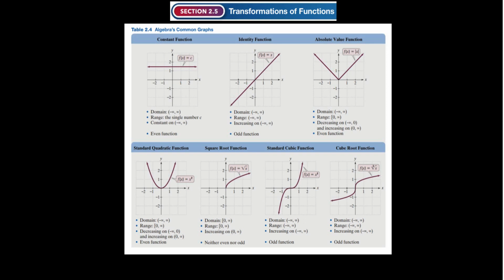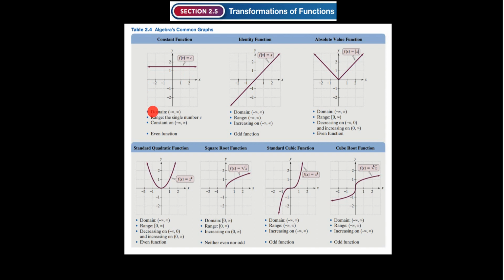All right, the first thing we're going to talk about is the constant function. The constant function is just f of x equal to some number. In this particular case, it looks like 1.5. So this is basically saying f of x equals 1.5, and this is what the constant function looks like. It is just a horizontal line.